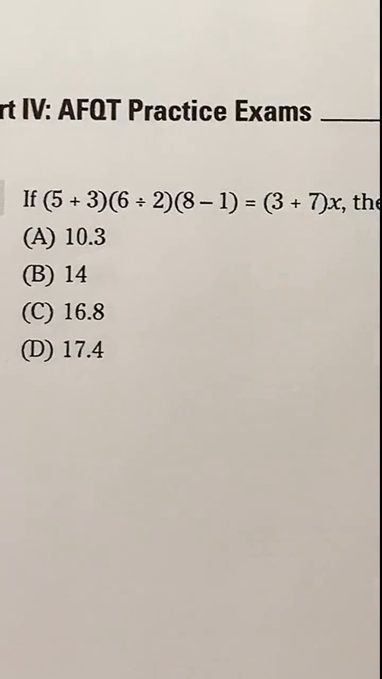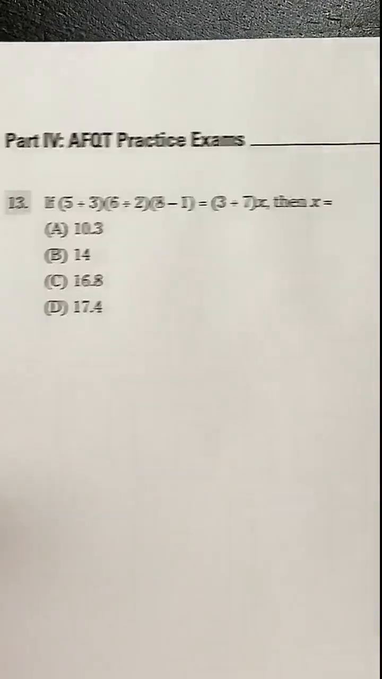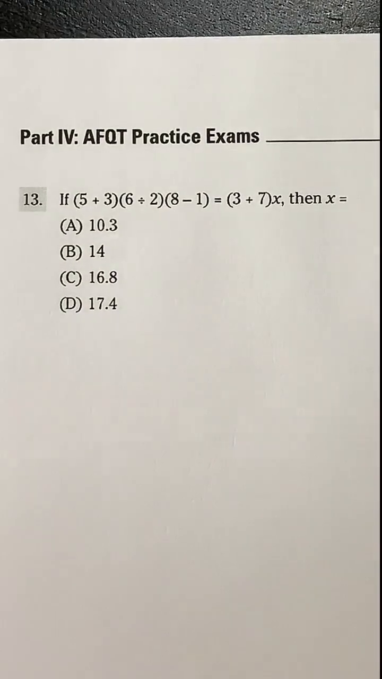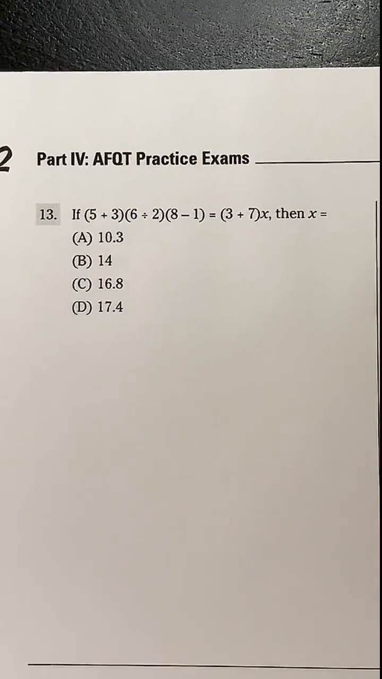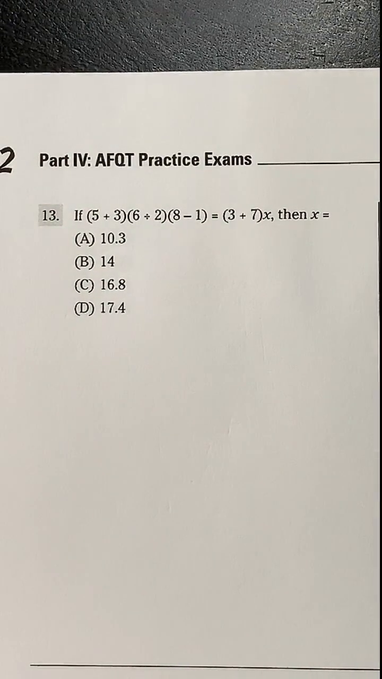All right, let me unzoom just a little bit. I think we got it. All right, so if 5 plus 3, the sum of 5 and 3, 6 divided by 2, 8 minus 1 equals 3 plus 7 times x, then x equals A, 10.3, B, 14, C, 16.8, or D, 17.4. Okay, take it step by step.